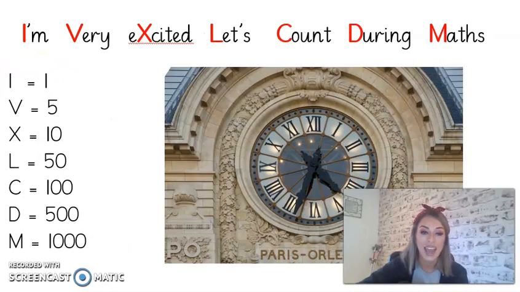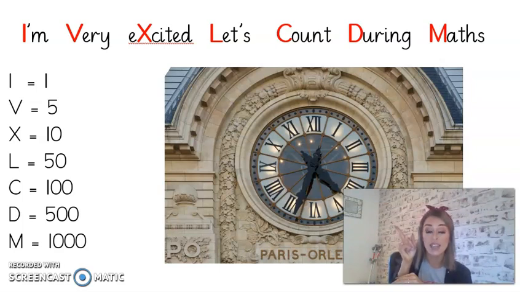So today we are going to be looking at Roman numerals again and taking it up a notch and making it a little bit trickier. So before we do that, I just want to remind you about our rhyme, our mnemonic, and it helps us to remember the order that the letters come in. When we're thinking about Roman numerals, they used to write capital letters to represent numbers, and we need to remember the order that those letters come in. So it's I'm very excited. Let's count during maths. So the letters you are interested in are highlighted in red. I, V, X, L, C, D, M.